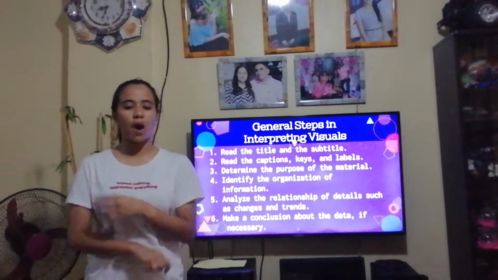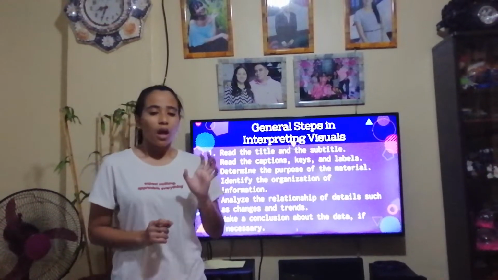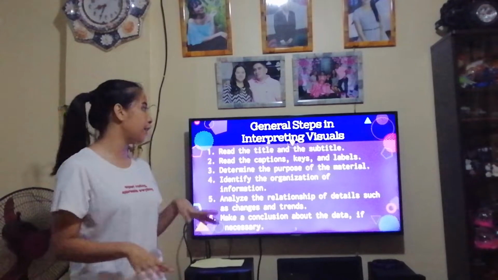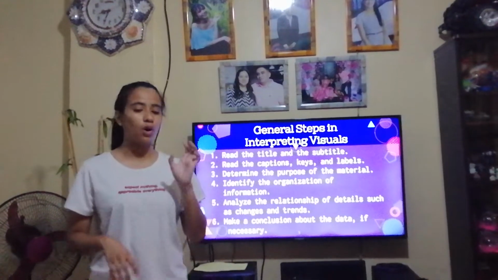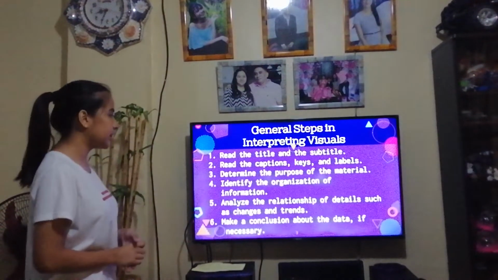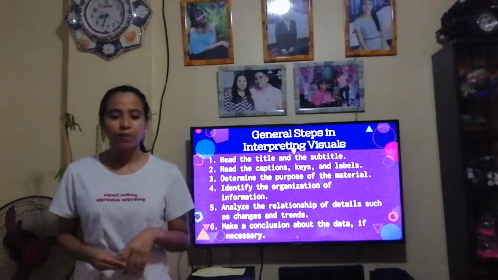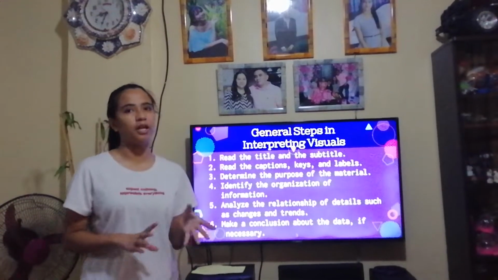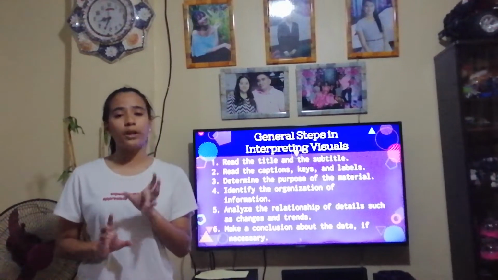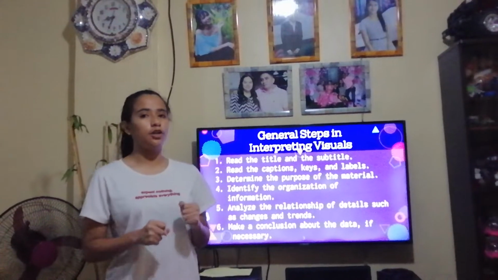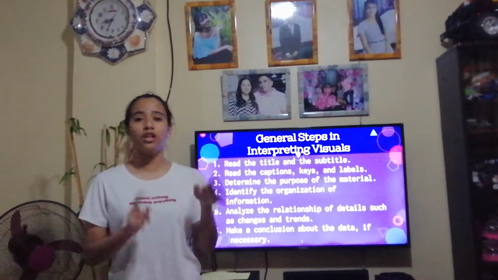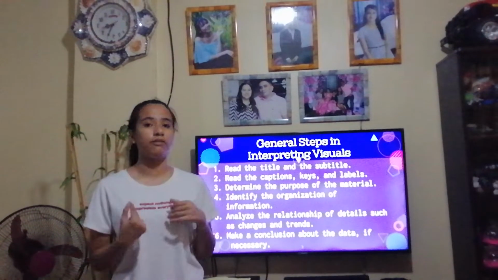Step 3 will show you why those materials are used to create a graphic visual, and every material has its own purposes. Step 4. Identify the organization of information. Identify the source of information in each of the graphic visuals that you will complete, because later you may be mistaken about the graphic visual you will use for the information you have read.